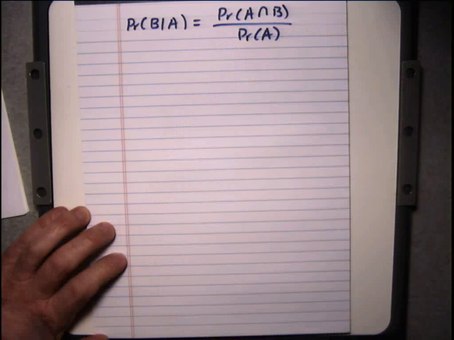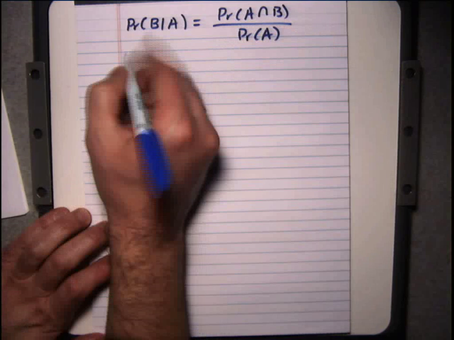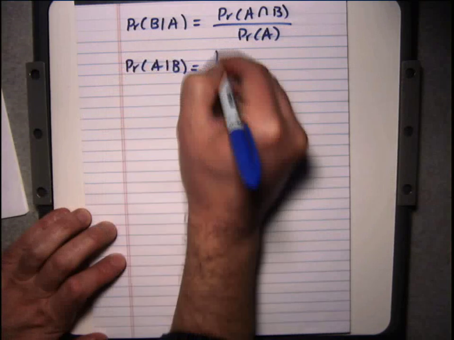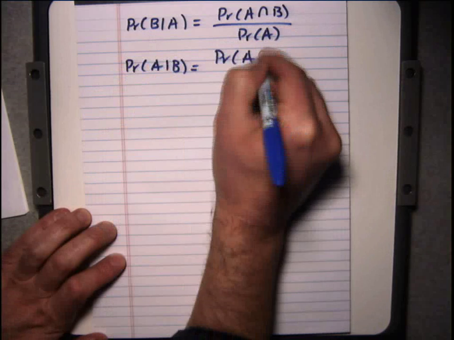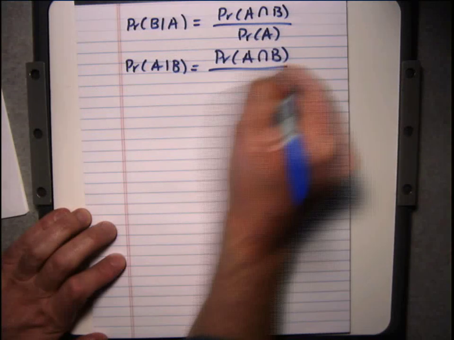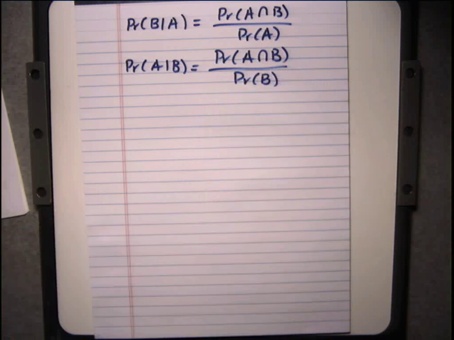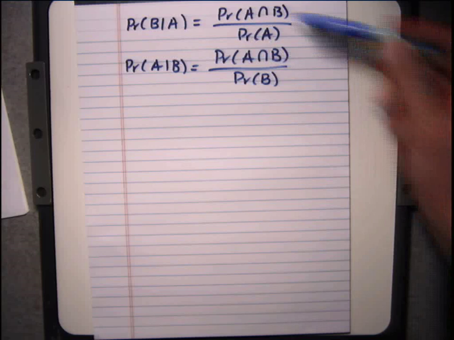Okay? So let me rewrite what I had in the previous page. Probability of A given B is the probability of A intersect B divided by the probability of B. Okay? So what you see here is that when you reverse the order of the conditioning, the only thing that's different is that normalization factor in the denominator. Okay? The intersection part here is exactly the same.